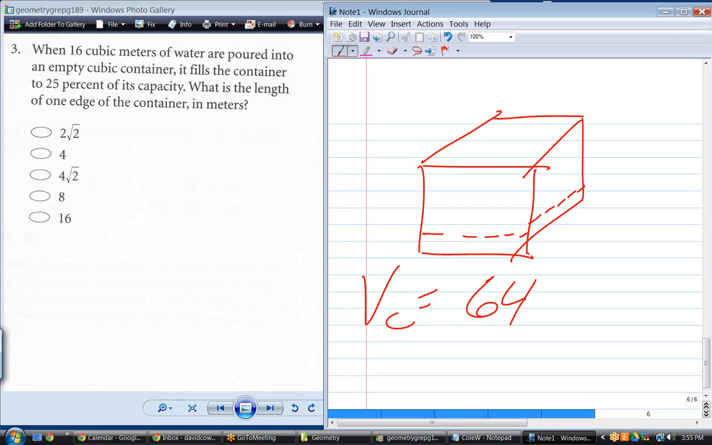What's the cube root of 64? That's a good one to memorize. 4. So it has to be 4 by 4 by 4. That would give it a volume of 64, 25% of which would be 16.